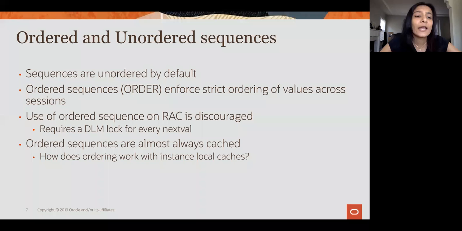Now in a non-RAC setting, we have a single instance, and an ordered sequence is essentially indistinguishable from an unordered sequence, because the sequence cache is local to the instance, and sessions are always picking NEXTVALs from the cache using some form of locking, so the ordering is automatically provided. The true issue arises when you have an ordered sequence on RAC, because we need to maintain ordering across sessions and across instances. On RAC, we need to go through the DLM for a lock. If this turns out to be a hot sequence, this can cause huge performance issues, as we've often seen with customers.